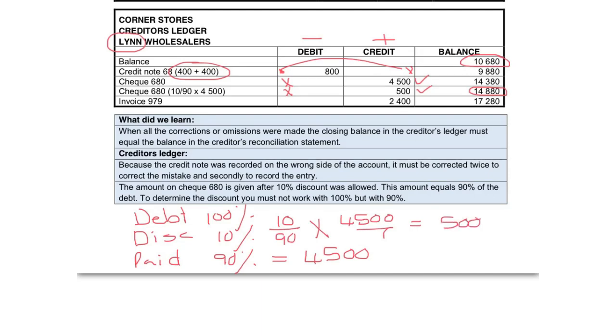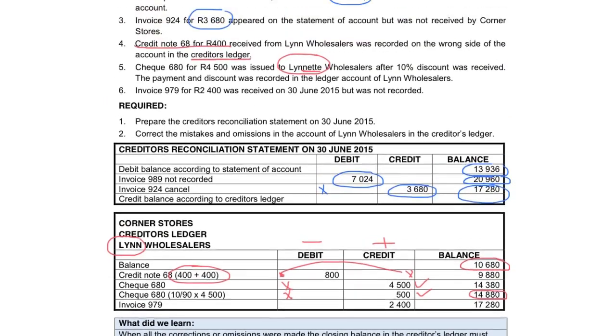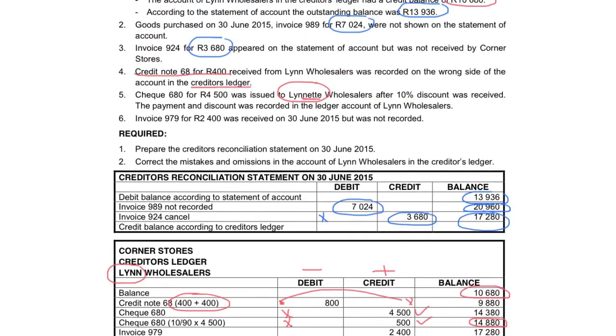So you must be very careful when you do this calculation that you don't just say 10% of 4,500, because that is not the information that was given. They don't say that there was a discount of 10%. They say the check was issued for 4,500 after the 10% was received. So that means that 4,500 equals the 90%.